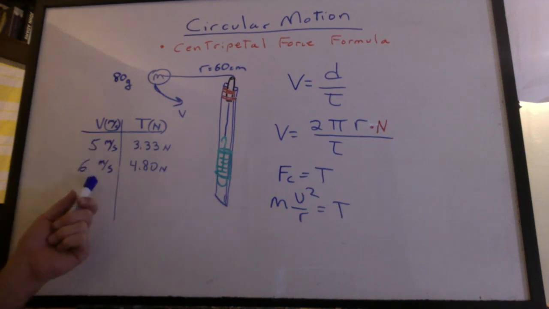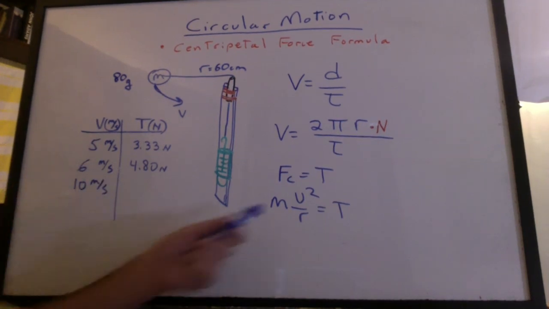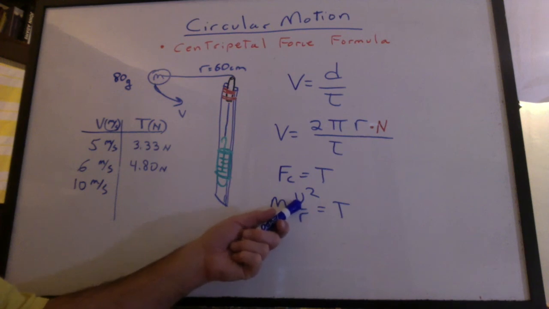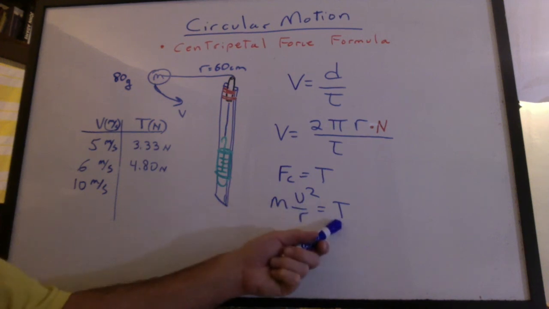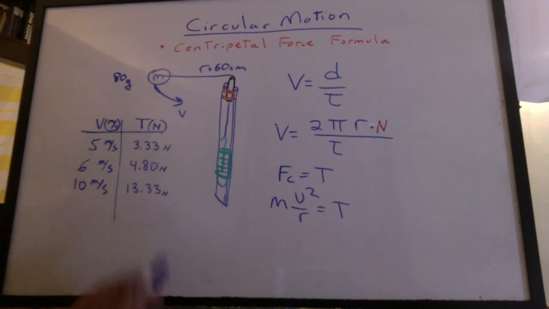Now that's about as much force as this spring scale can read, so we can't change the velocity dramatically. For example, what if we doubled the velocity? Well, that's squared. So if you double something when it's squared, that should go up 4 times. And that would be about 13.33 newtons, more than what the spring scale can handle.